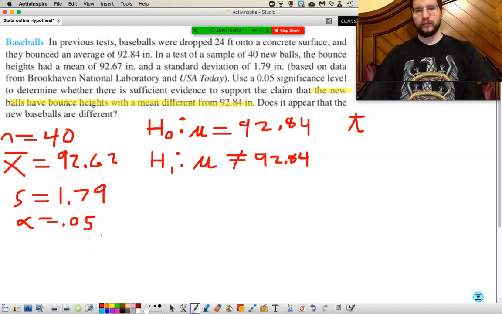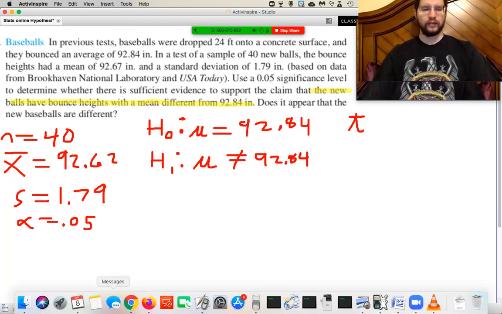And let's look. It is a T, because we have S, not sigma. It's a two-tail. So, we're going to look at the area in two tails. We don't have to worry about cutting it in half. The chart does that for us. Makes it a little easier for us to look at. But we do need to calculate the test statistic. Let's go ahead and do that.